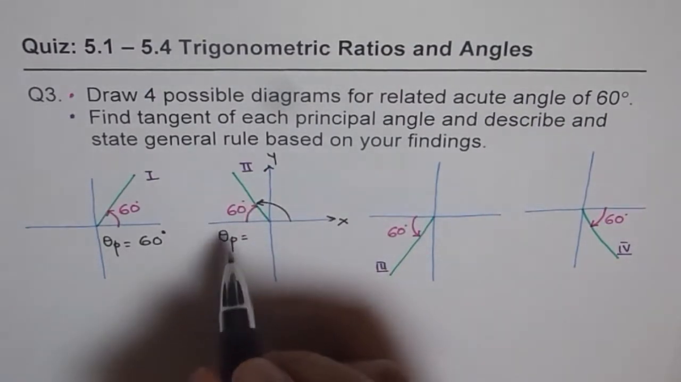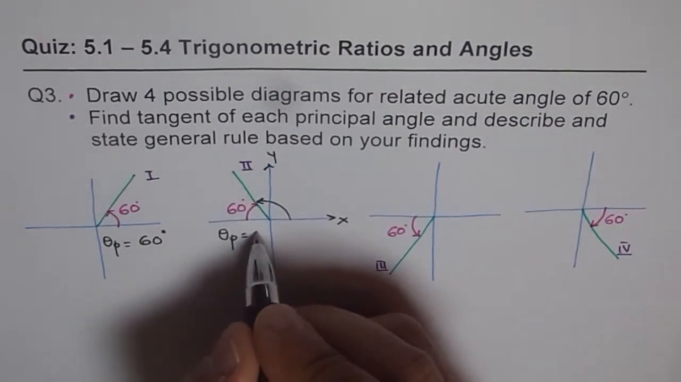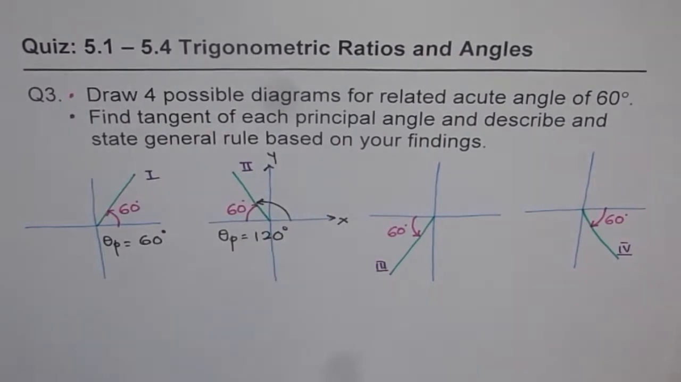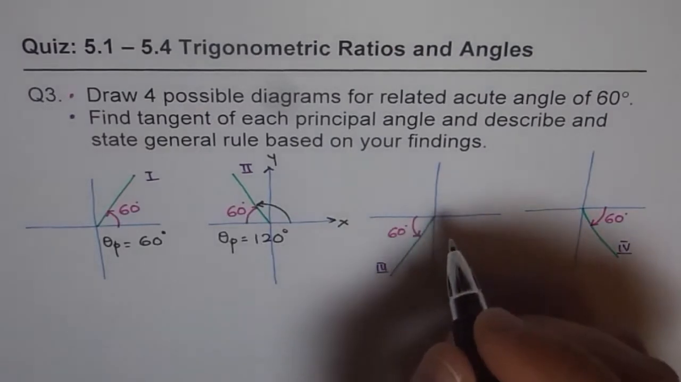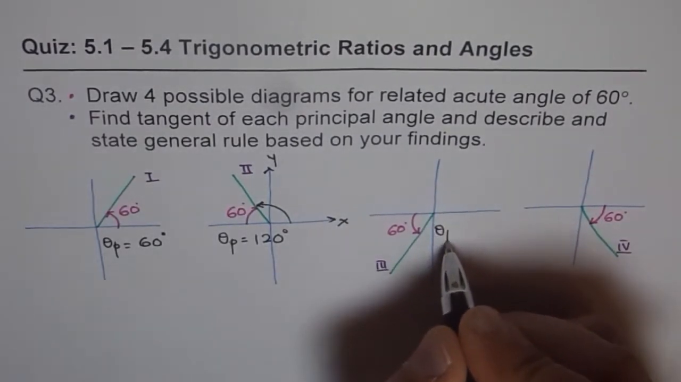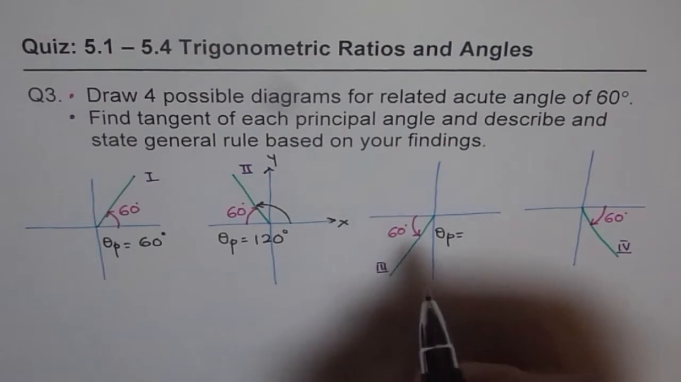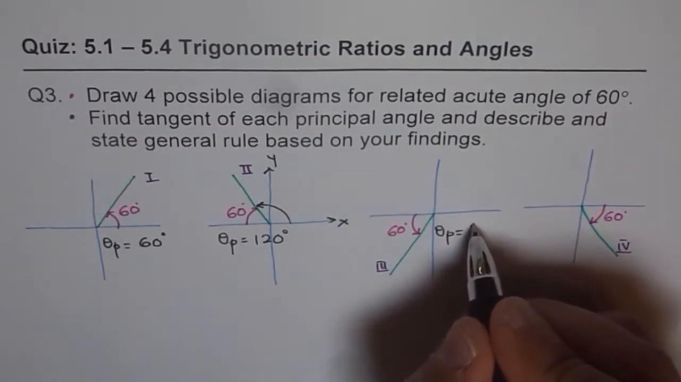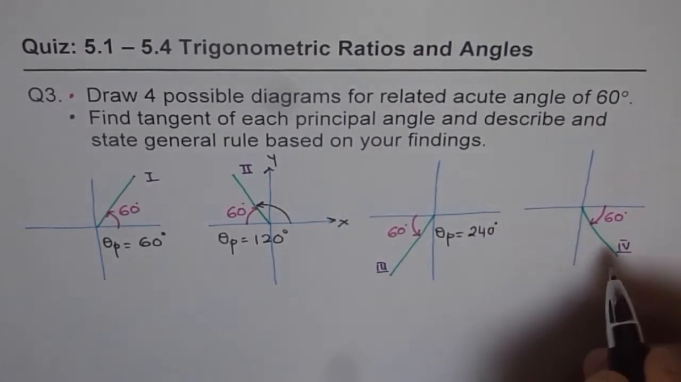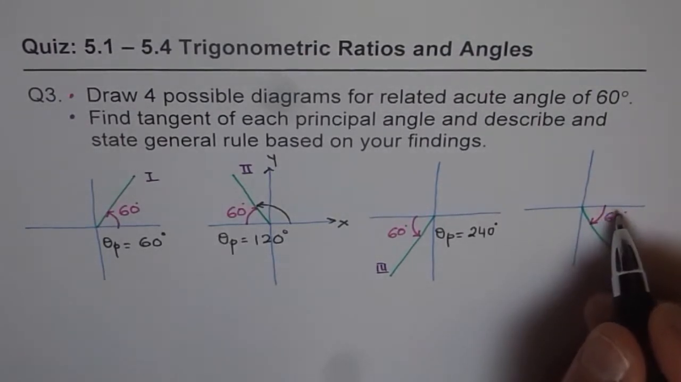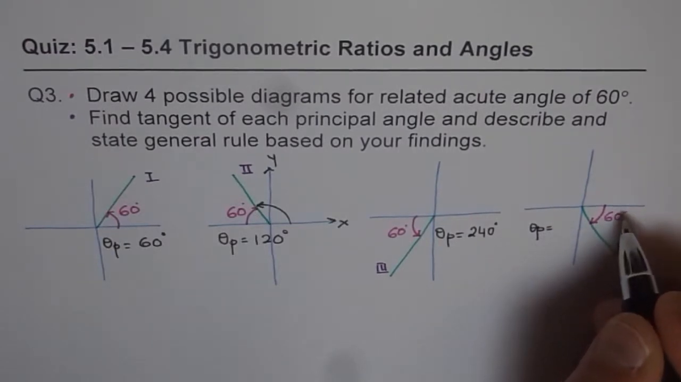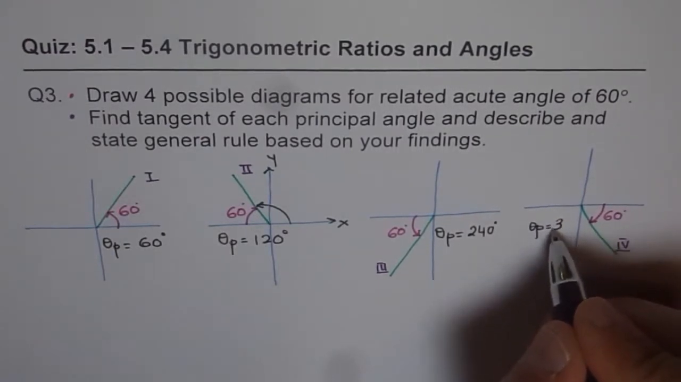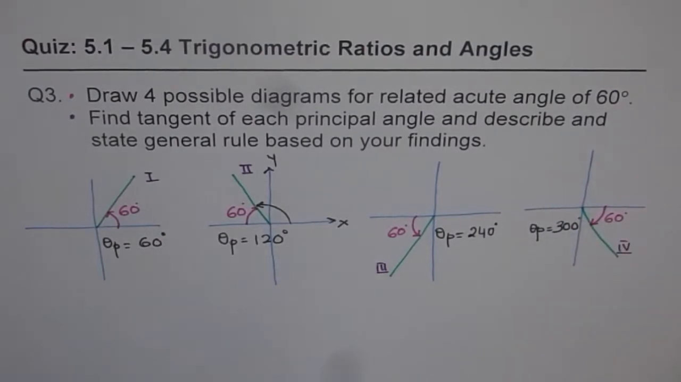So if you see that, it should be 180 minus 60. So that gives us how much? 120 degrees, right? Now in these 2 cases, it should be 180 plus, right? It is more than that. So in this case, theta p is equal to 180 plus 60, correct? So that gives us 240 degrees. And here, it is 360 minus 60 degrees. So theta p in this particular case is 360 minus 60. That gives us 300 degrees, right? So I hope you understand how we got the principal angle.